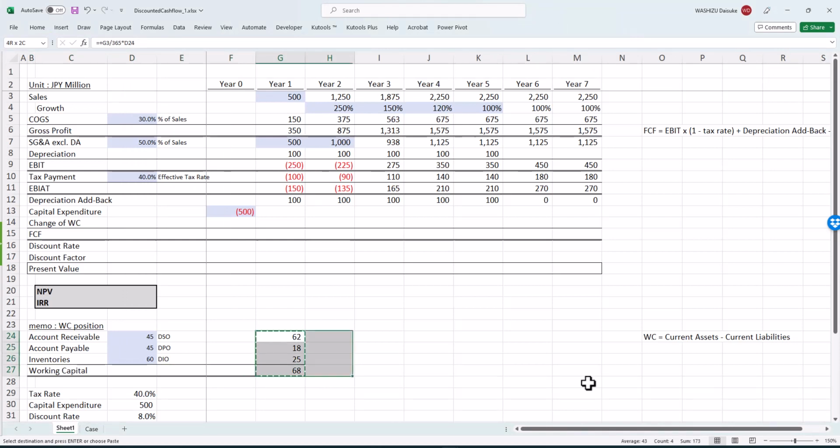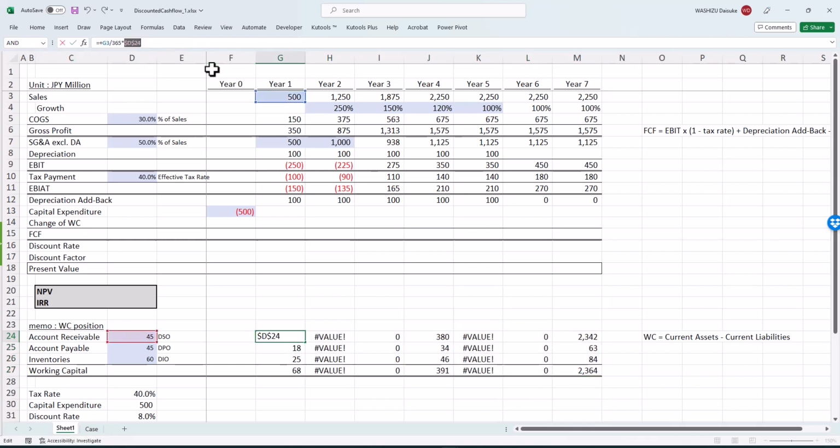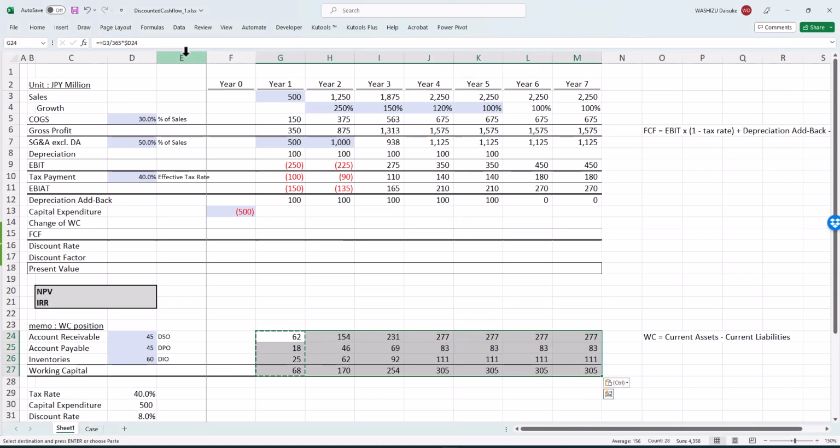And now we calculate it over the 7 years. Sorry, I made a mistake referring to the cell. I should press function 4 three times, so that I can copy and paste, referring to the fixed column here. Okay, so that's the position at the end of the fiscal year.